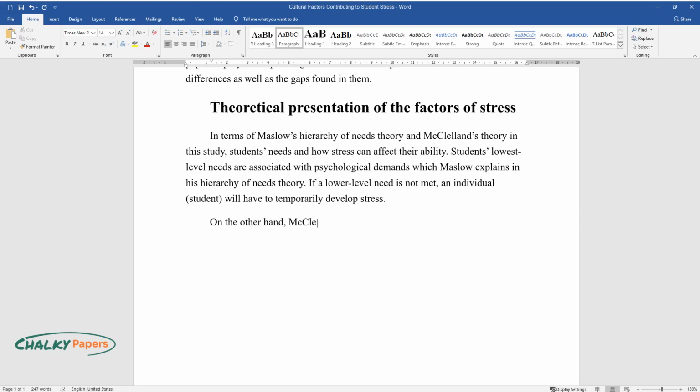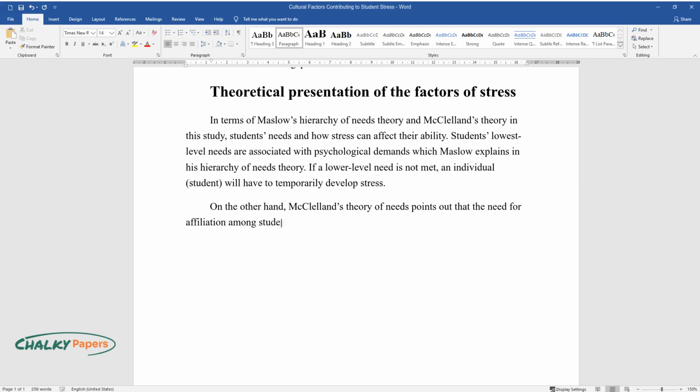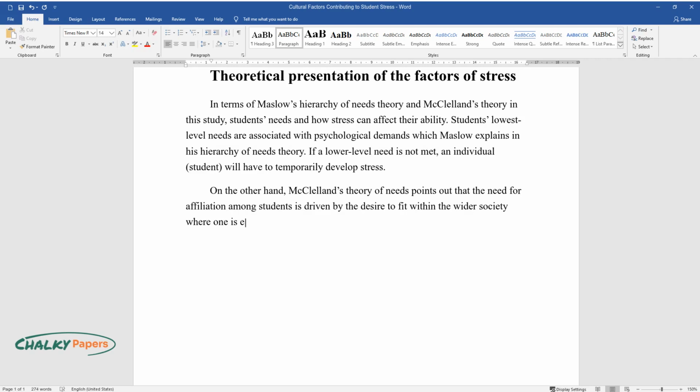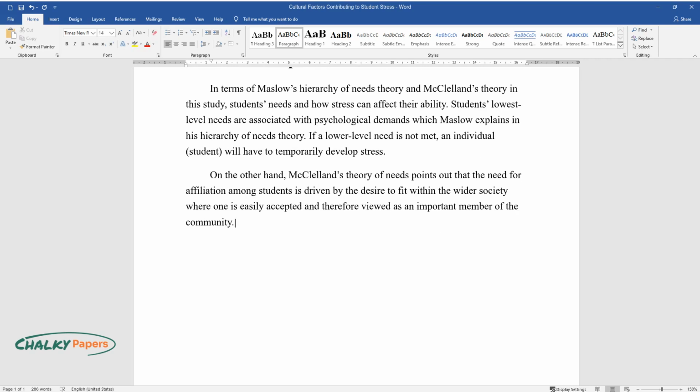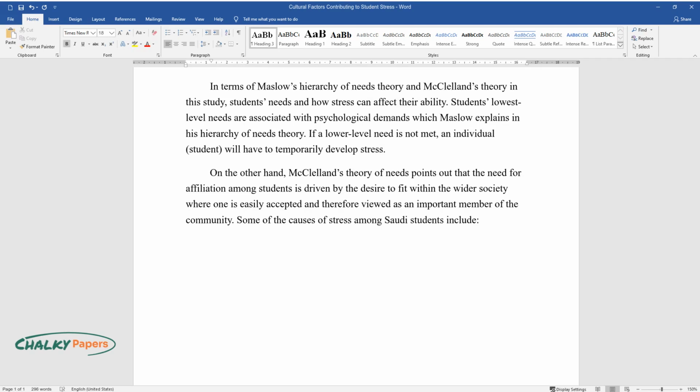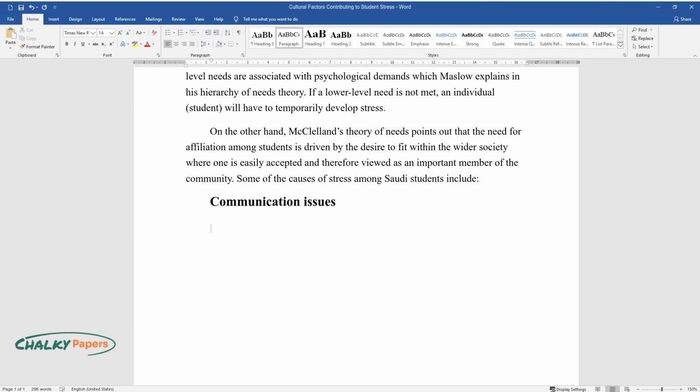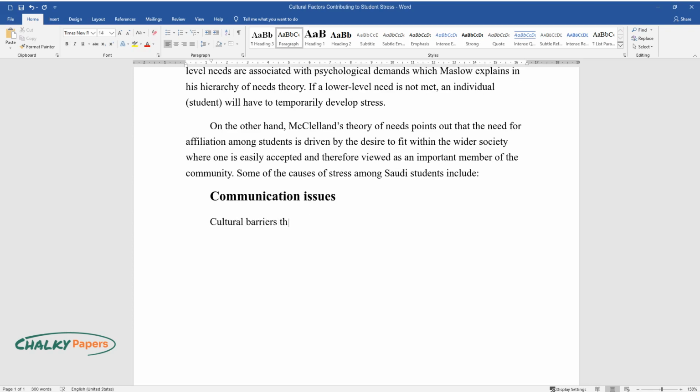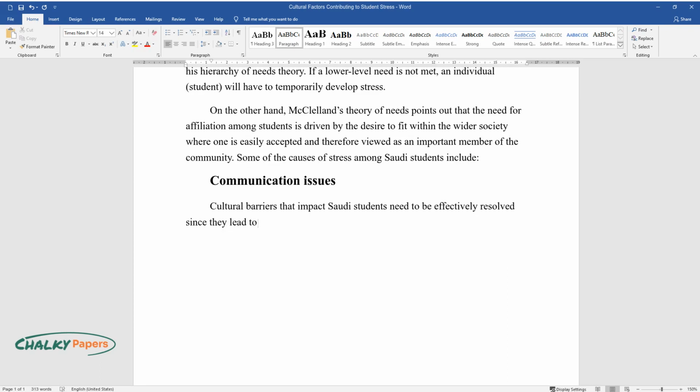On the other hand, McClelland's theory of needs points out that the need for affiliation among students is driven by the desire to fit within the wider society where one is easily accepted and therefore viewed as an important member of the community. Some of the causes of stress among Saudi students include communication issues.